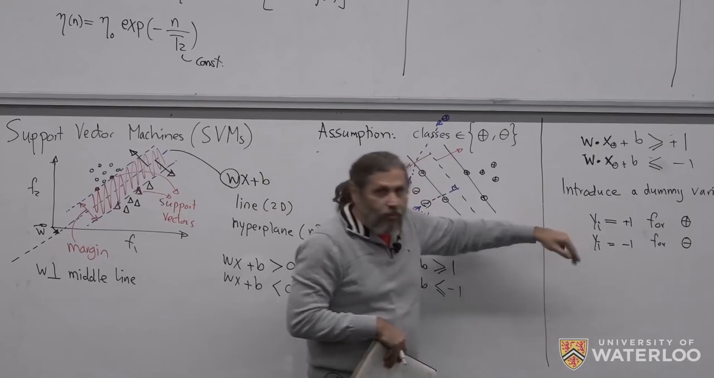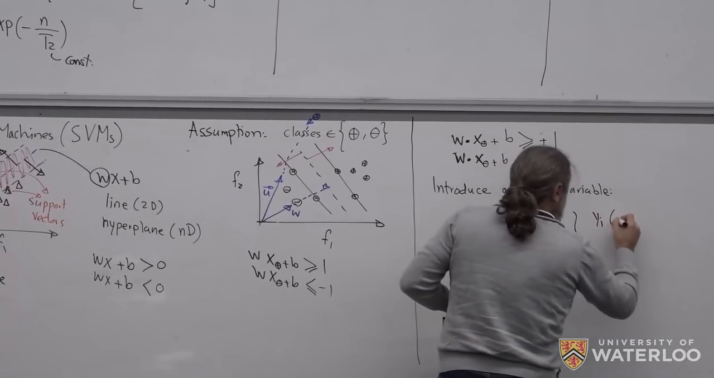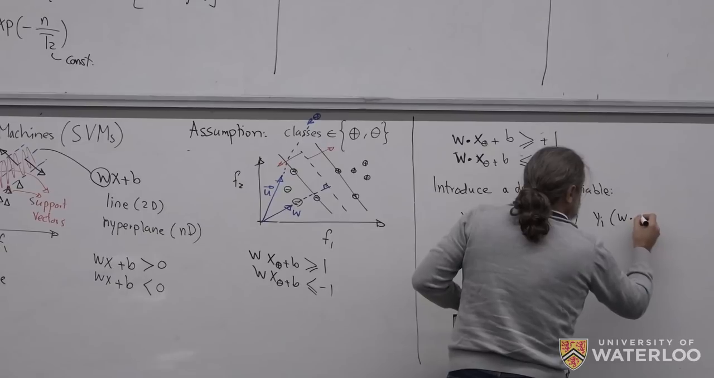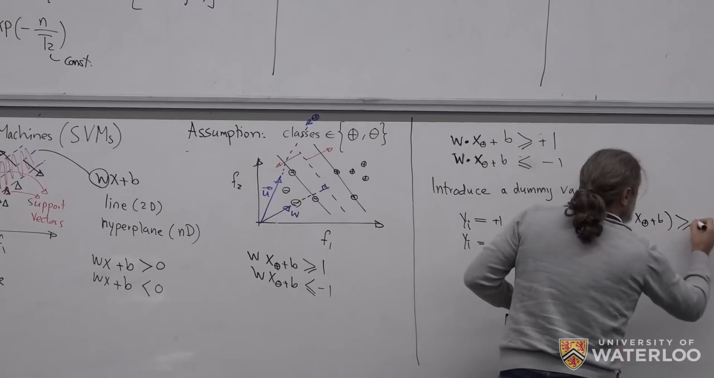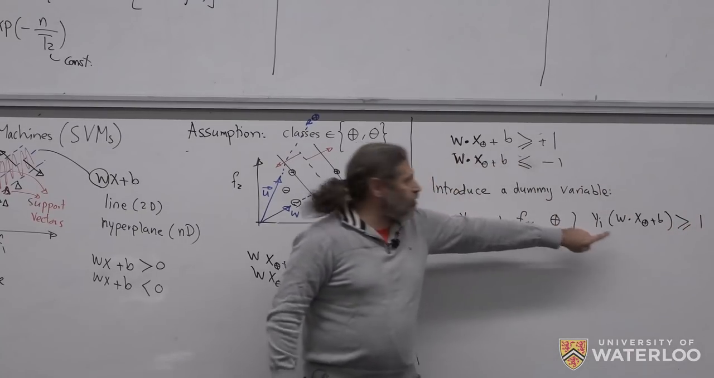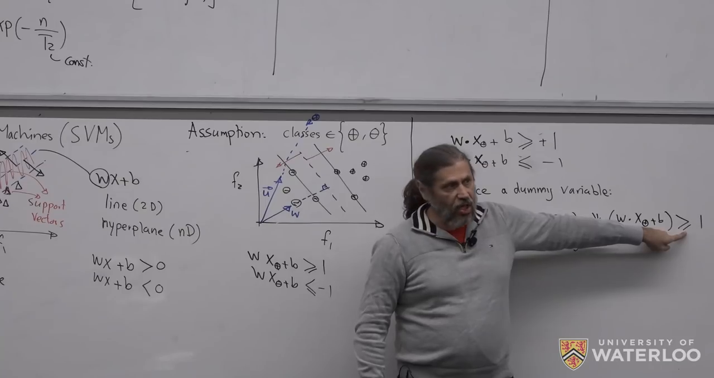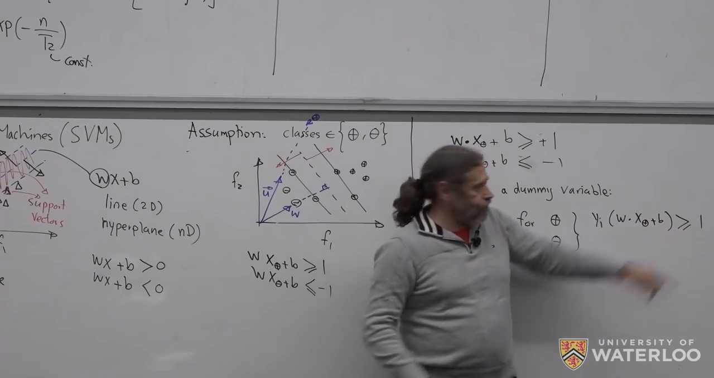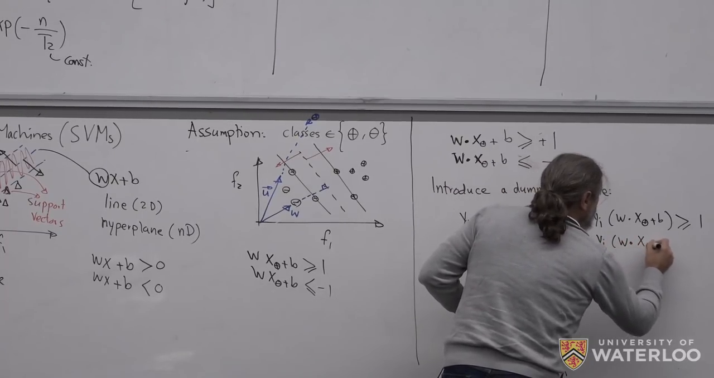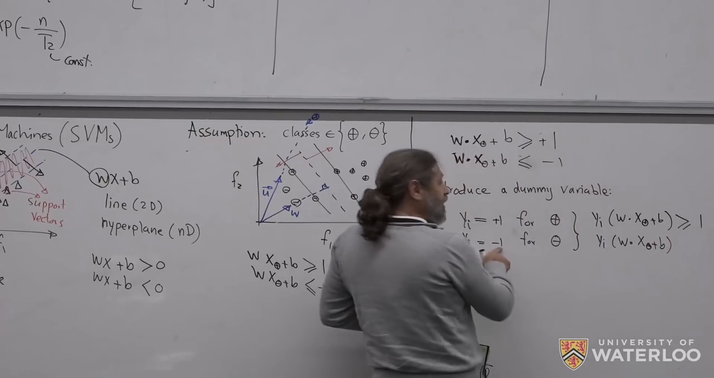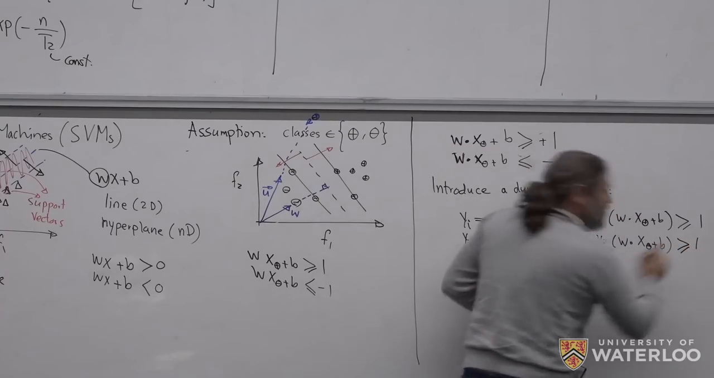So this is just something that we can multiply. Then y sub i times w dot x plus b is greater or equal 1, right? Because y sub i for plus is plus 1, so it doesn't change the direction of the inequality. And then for the negative one, y sub i times w dot x plus b: minus times minus, and this goes the other way around, also greater or equal 1.